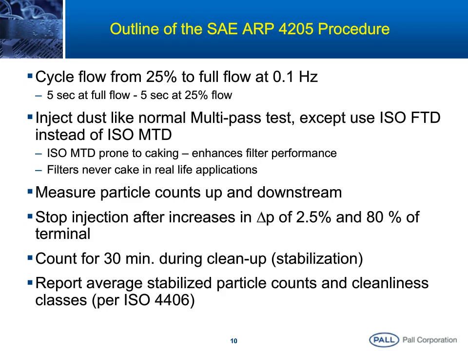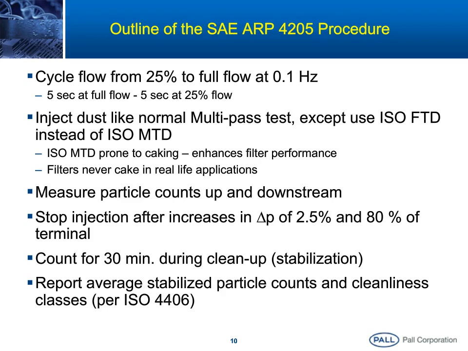As in the multi-pass test, this test requires sampling up and downstream of the test filter at set intervals and provides a micron rating in addition to other information, as we will see later. A unique feature of this test is that dirt injection is stopped after the differential pressure across the test filter reaches 22.5% of the target differential pressure, which, as you can imagine, will happen soon after the start of the test. This is when the filter is pretty much new and not loaded, hence not under much stress.